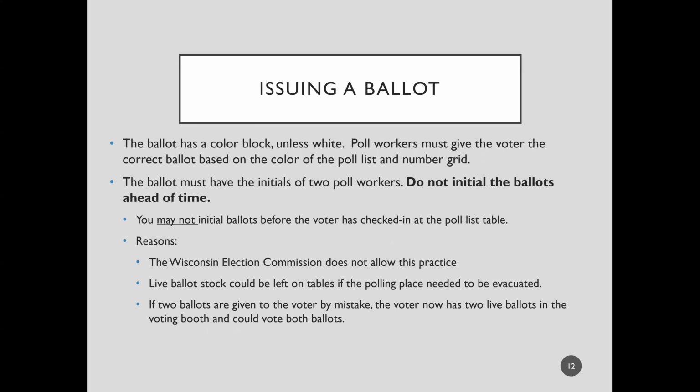The ballot must have 2 initials on it from the poll workers. Please do not initial ballots ahead of time. You may not initial ballots before the voter has checked in at the poll list table. Reasons for this: the Wisconsin Election Commission does not allow this practice. Live ballot stock could be left on tables if the polling place needed to be evacuated. If 2 ballots were accidentally given to a voter by mistake, the voter has now 2 live ballots to vote and enter into the voting machine. This would cause our numbers to be off at the end of the night, and people are not allowed to vote twice.